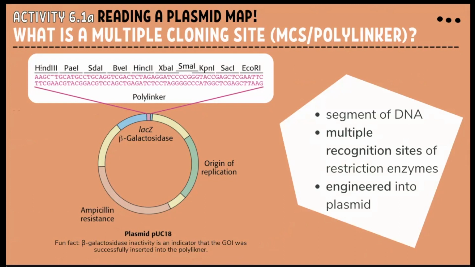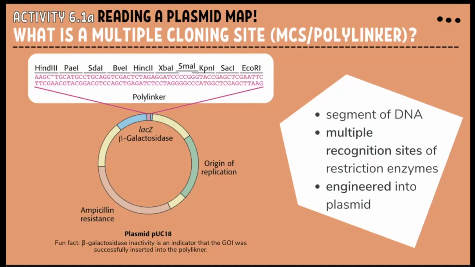We now move on to learning about the multiple cloning site, or MCS, which contains multiple recognition sites of restriction enzymes. This can be seen in the plasmid PUC18 shown on this slide. The MCS allows different DNA fragments that are cut with various enzymes to be inserted, thus leading to great flexibility in the range of possible inserts.